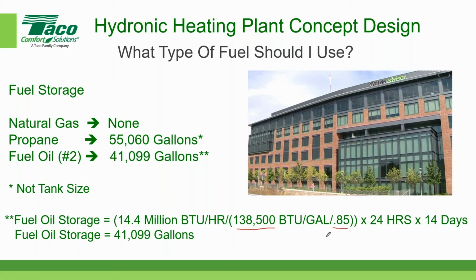For the majority of fuel oil boilers out there today, they're probably in the range of 85%. Now, you can get condensing fuel oil boilers and they would have higher efficiency, but for today's discussion, I'm just using 85%. So that would be the number of gallons per hour that you would need for your peak load, and you multiply that by 24 hours per day, and then multiply that by 14 days, which is a 2-week supply. That's how you come up with the 41,099 gallons of storage.